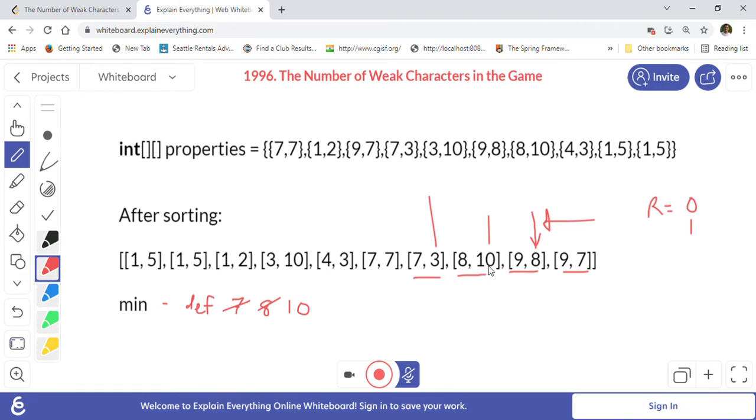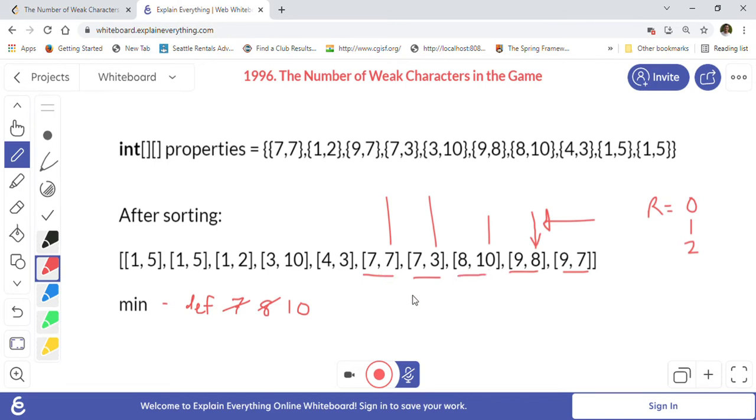As you can see, this one is a stronger character than this one. At that time we will not update our minimum; we update only if we find a greater minimum value. 3 is less than 10, so we do not update and move forward. Again we compare the defense value 7 with 10. 7 is less than 10, so we update our result count to 2, which means we have found two weak characters so far, because 8 comma 10 is stronger than 7 comma 7: 8 is more than 7 and 10 is more than 7, so its attacking and defensive power are both greater than 7 comma 7.